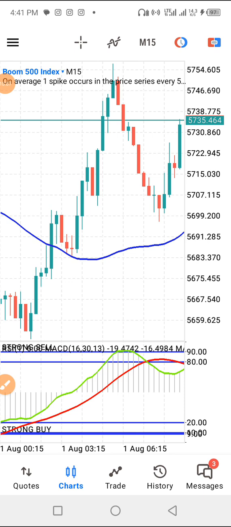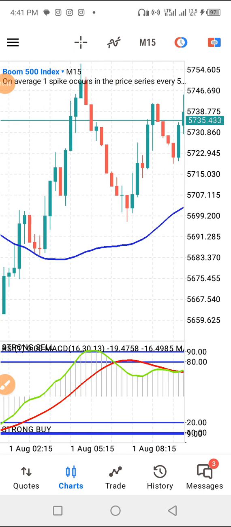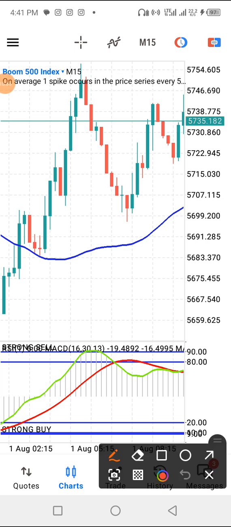Now, for you to take a sell entry, the first condition is we need to see the price below the 50 moving average, and when we have the green line, which is the moving average, crossing below the red line at the level 80, level 90, that is when we open for sell. When we have a confluence like that and price is below the moving average, we open for sell opportunity.